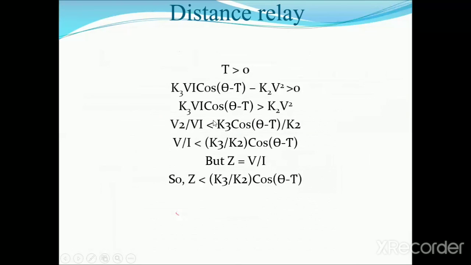For the relay operation, T is greater than 0, then k3 VI cos of theta minus tau minus k2 V square is greater than 0. Then we move the constants to this side: k3 VI cos of theta minus tau is greater than k2 V square. Then it will be written as V square by VI.